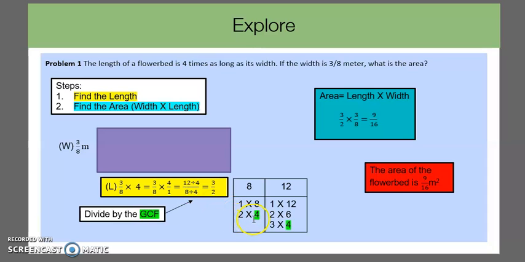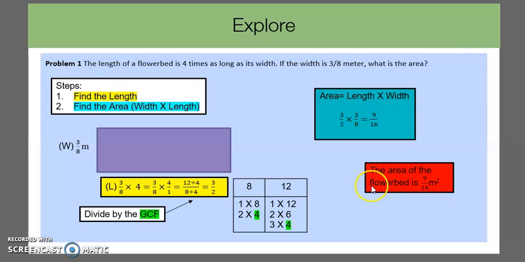After we determine 4 is our GCF, we're going to divide the top and bottom by 4, and we get 3/2. The last step is to find the area. So we're going to multiply the width times length, and here are the indicated values. And what we find is 3 over 2 times 3 over 8 gives us 9 over 16. So therefore, the area of the flower bed is 9/16 meters squared.